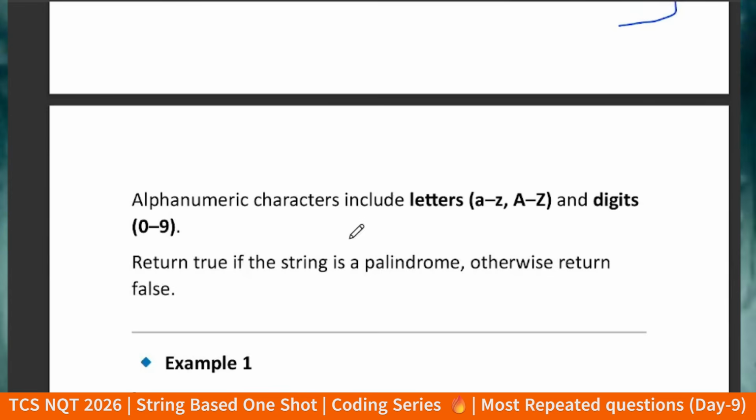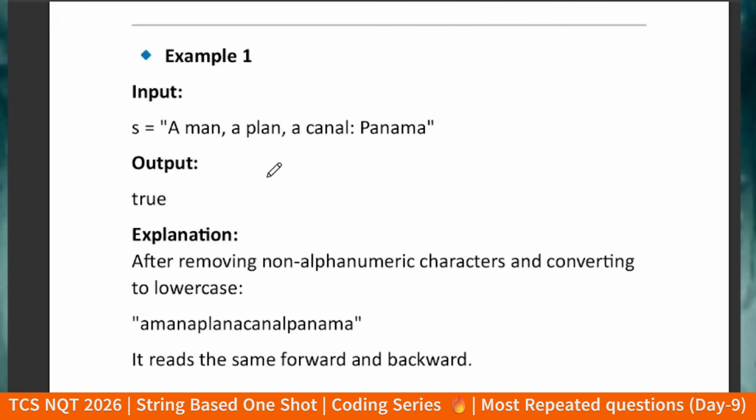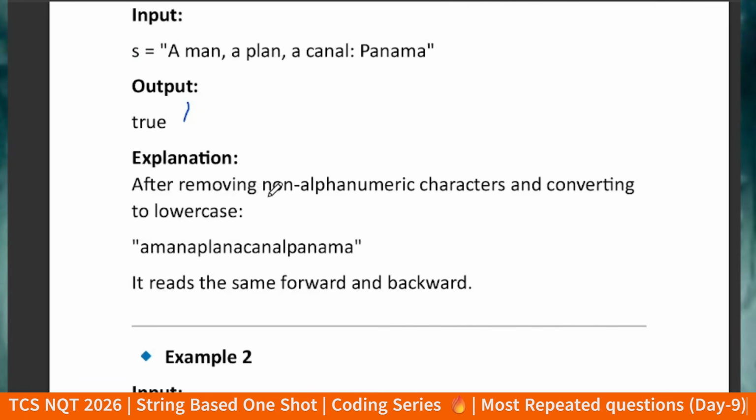Okay, so the main catch is that here you might be seeing the letters A to Z or digits 0 to 9, so accordingly you just have to optimize it. But if you know the concept, then you will be able to solve it clearly. For example, input is "A man, a plan, a canal, Panama". So output is true. Why? Because when you remove the non-alphanumeric characters and convert it to lowercase, you will get this value, and when you read it forward or backward, you will get the same thing. So it will read the same forward and backward.